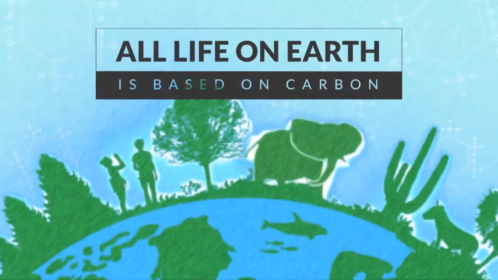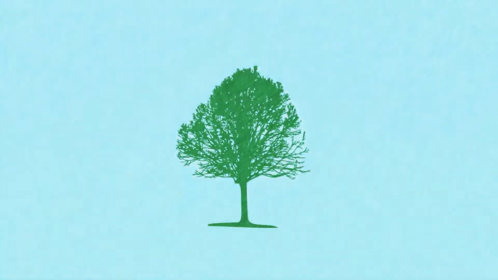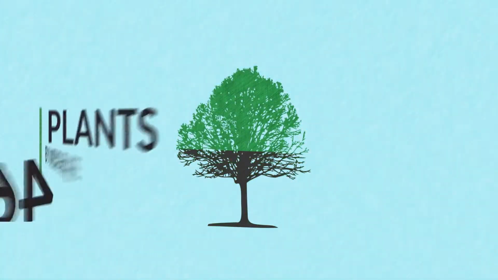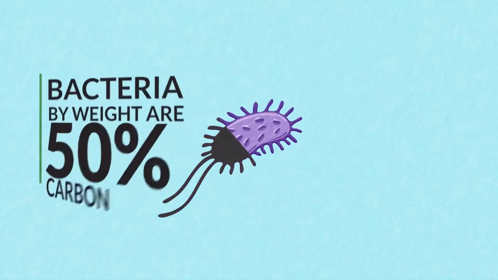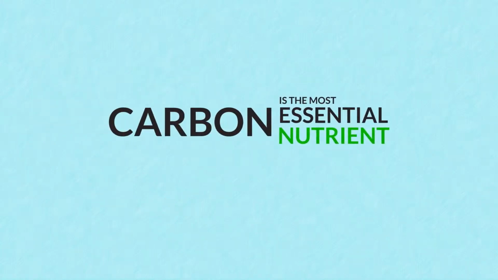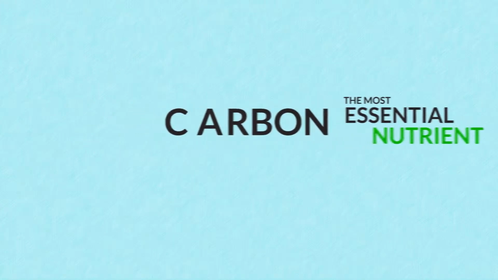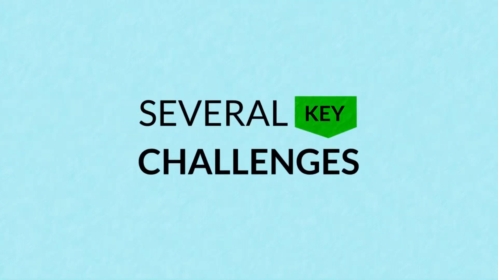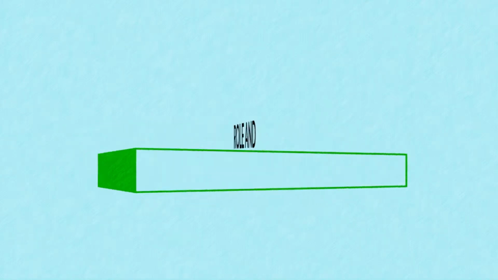All life on Earth is based on carbon. Plants are 46% carbon. Bacteria are 50% carbon by weight. In fact, carbon is the most essential nutrient required by plants and microbes. There are several key challenges associated with carbon utilization. Let's review the role and function of carbon for plants and soils.